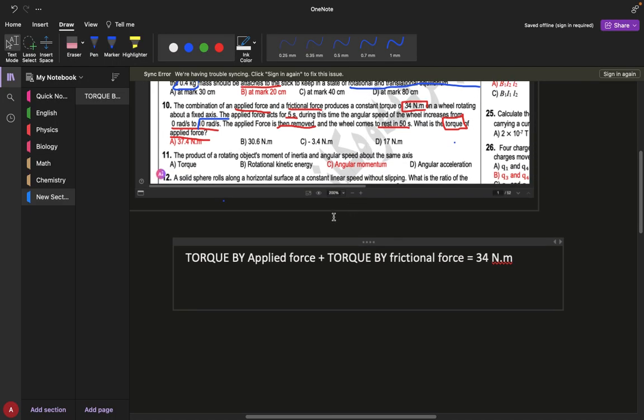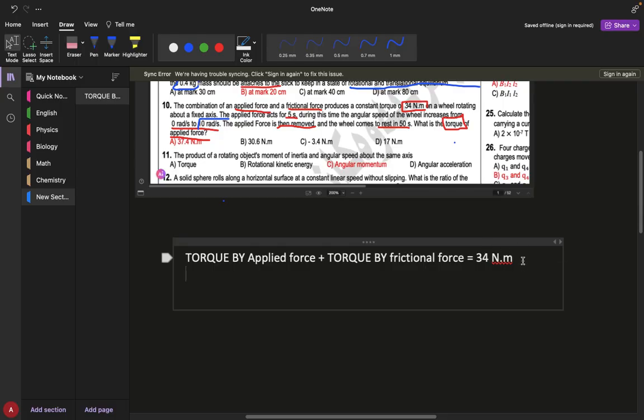It says that the torque applied by the applied force plus the torque applied by the frictional force produce 34 Newton meters. Now, it then says that the applied force acts for 5 seconds. So for 5 seconds, we have the torque by the applied force plus the torque by the frictional force, which is then 34 Newton meters. Only for 5 seconds.